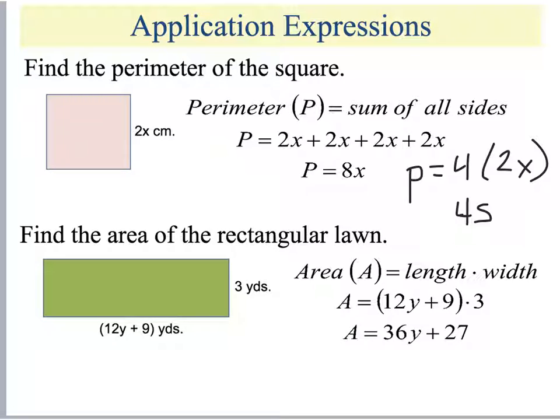And on this one down here, we have a side of 3, and since it's length times width, we would need to multiply the 3 times that 12y, and then we would also need to multiply the 3 times the 9, which would give us an area of 36y plus 27, and it would be yards squared on that particular equation if we were going to write the units.